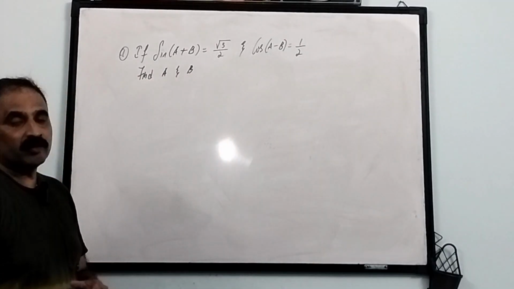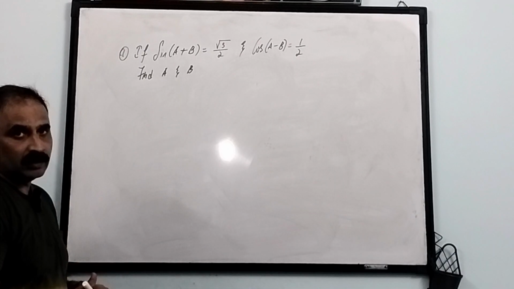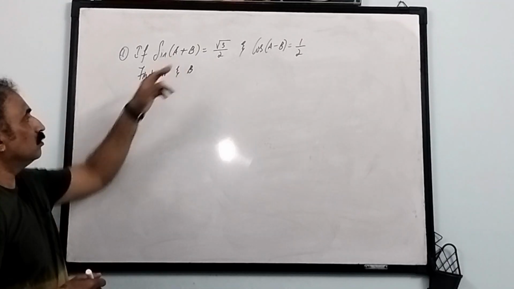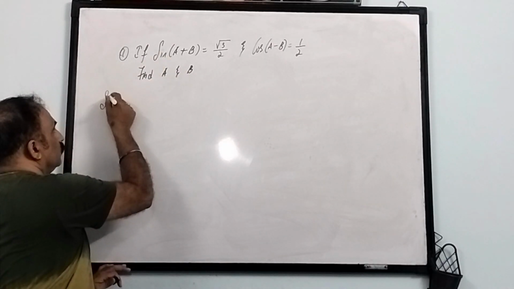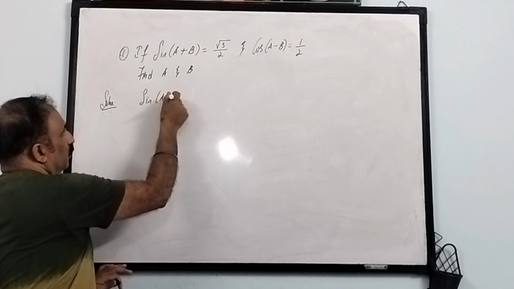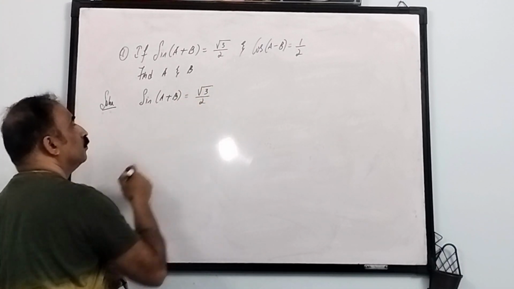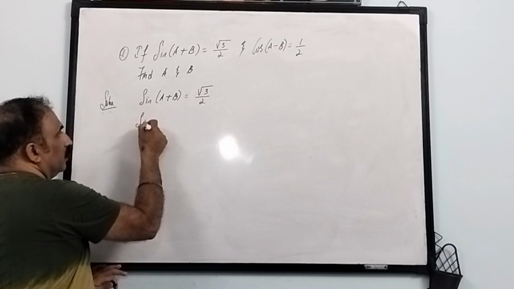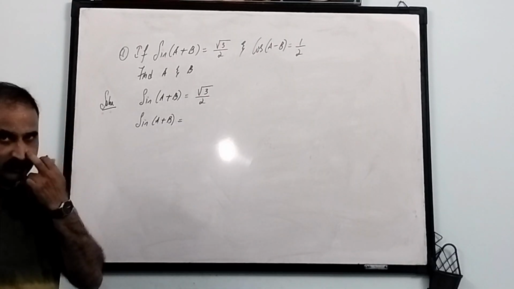Now we did one problem of tan phi theta where we equated the same functions on the left and right hand side. Similar to that also in this problem. So we'll consider this part. Solution: sine of a plus b is equal to root 3 by 2. So sine of a plus b is equal to root 3 by 2 in terms of sine.